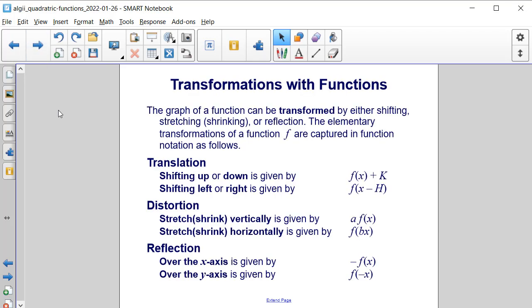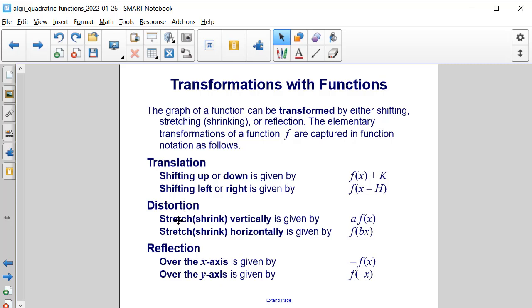Transformations. The graph of a function can be transformed either by shifting, stretching or shrinking, or through reflection. The elementary transformations of a function f are captured in function notation as follows. For translations, when shifting up or down, we have f of x plus k. When shifting left or right, we have f of x minus h in parentheses.